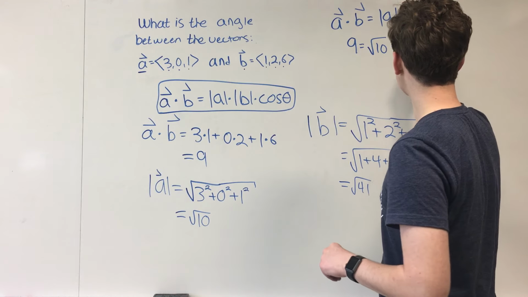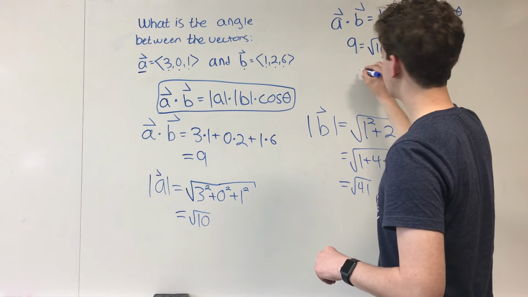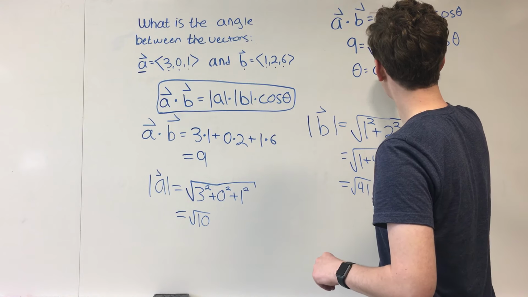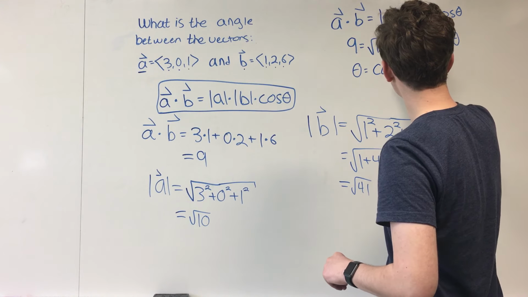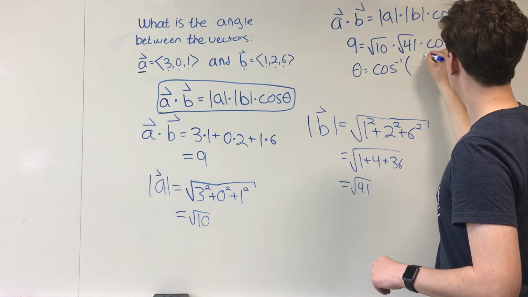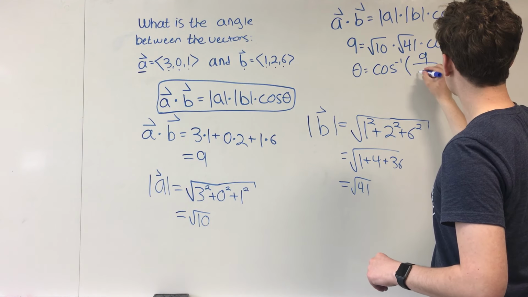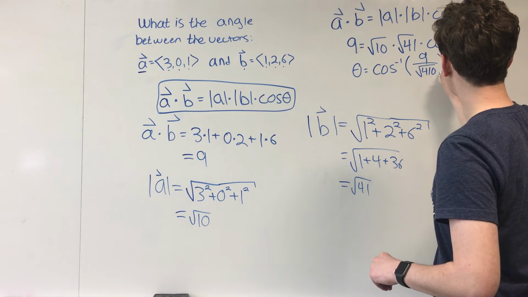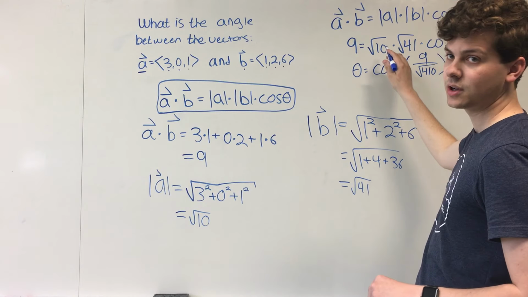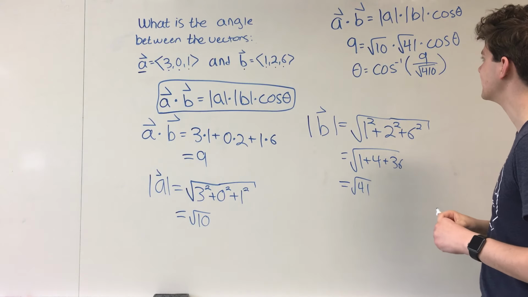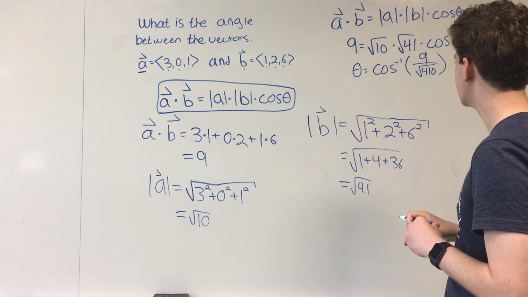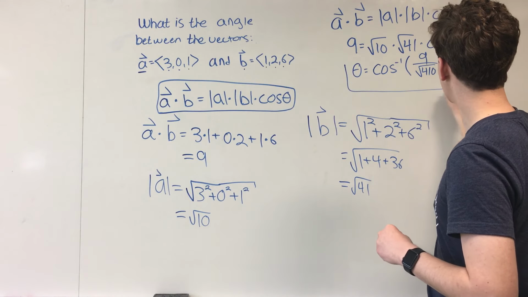And so if we move this all over to one side, we can see that theta equals inverse cosine of 9 over the square root of 410, which we get because you can multiply 10 by 41, since they're both under the square root. And so we have our answer.